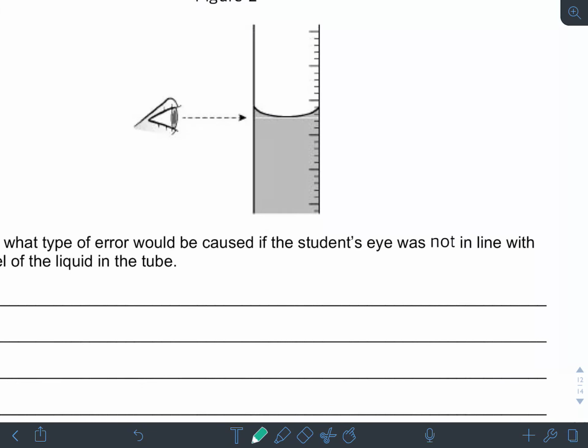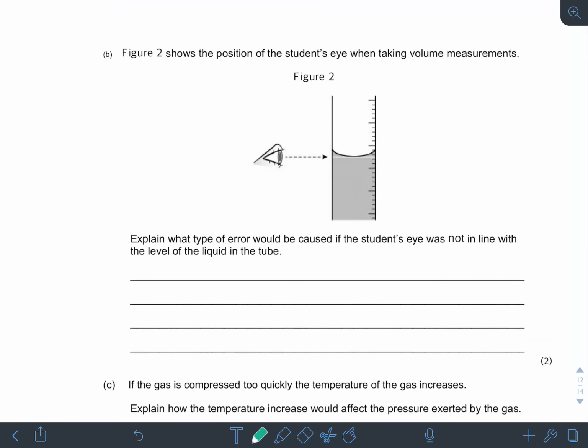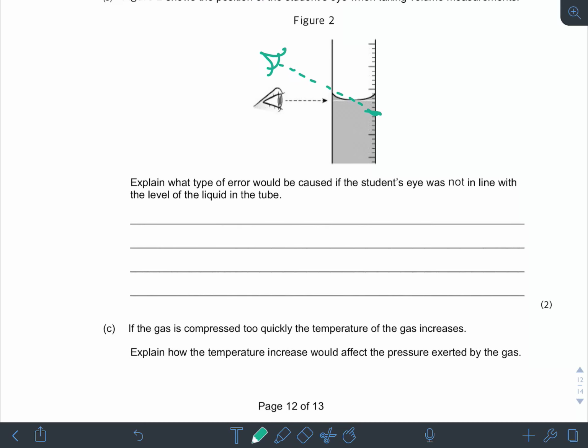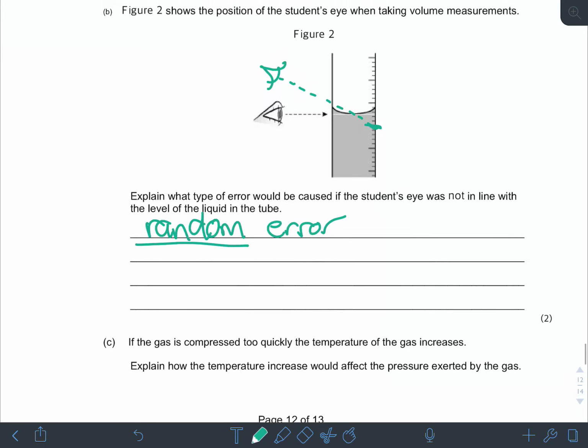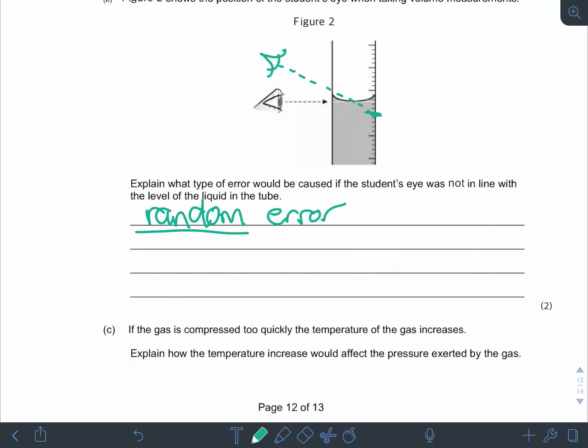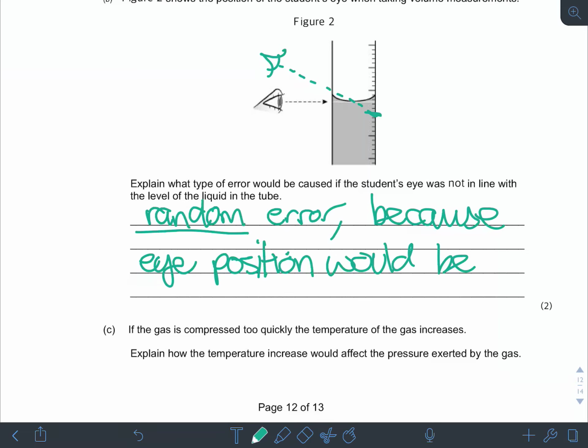Here we've got a parallax error. Remember, if your eye's up here, you look at the meniscus, your value is too low. It's called a parallax error, and it is a random error. And why is it a random error? Because eye position would be different each time.